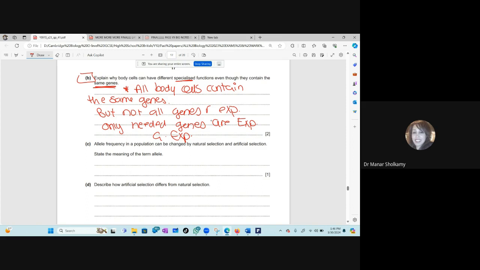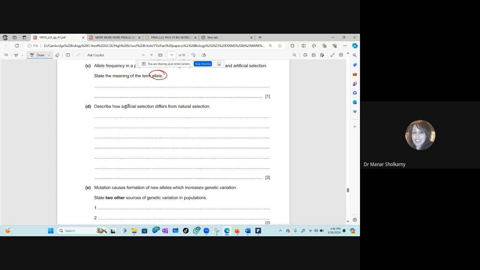Now, allele frequency in a population can be changed by natural selection and artificial selection. State the meaning of allele. The alternative form of a gene. Very easy. Describe how artificial selection differs from natural selection. Artificial selection takes a short time. Yes, it does take a short time. You're correct. What else? And it results in a population with a higher economic benefit. Yes, you are correct. We will create a population with more economic benefit.